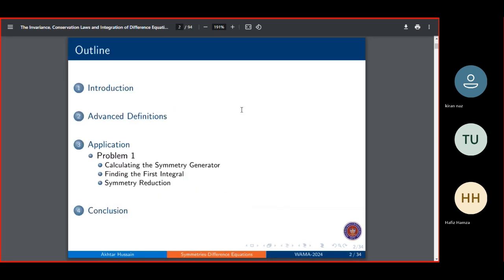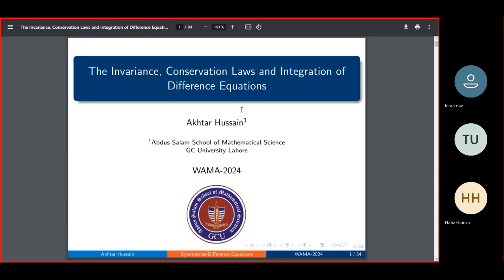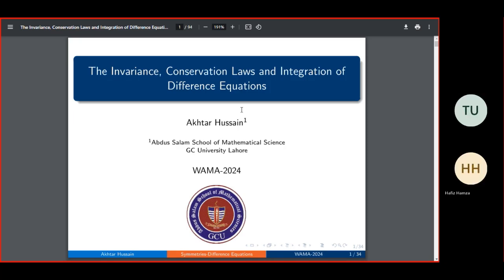Actually, I think Dr. Sarmad has explained deeply the importance of differential equations to model real-world phenomena. And I will continue in the same domain. We will discuss a method based upon exact solutions or analytical solutions for the difference equation. So we will start. The title of my talk is the invariance, conservation laws, and integration of difference equations.